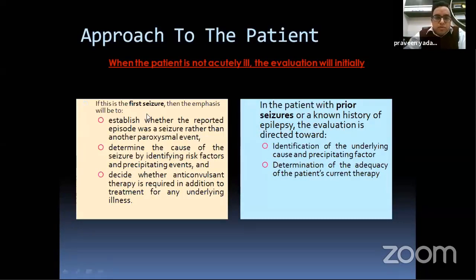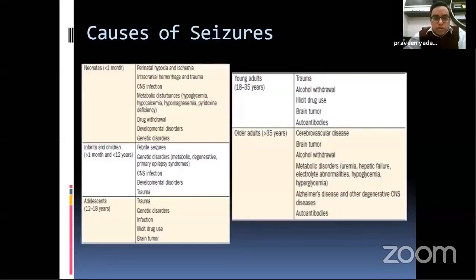If it's the first episode of seizure, then you have to rule out pseudo seizure and other paroxysmal episodes like transient ischemic attack or syncope, etc. And then second, you try to find out the cause, the risk factors and the precipitating causes, and then try to start the anti-epileptic medication. So before doing that, I'll go through the age of the patient, which can give us a clue regarding what the etiology is.